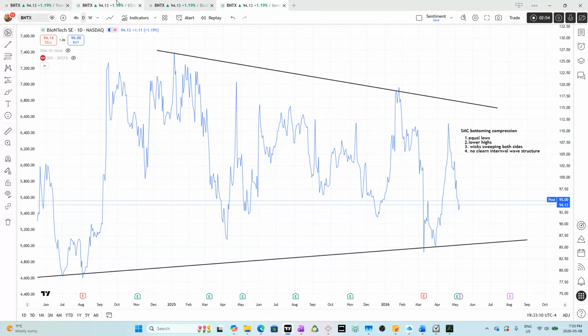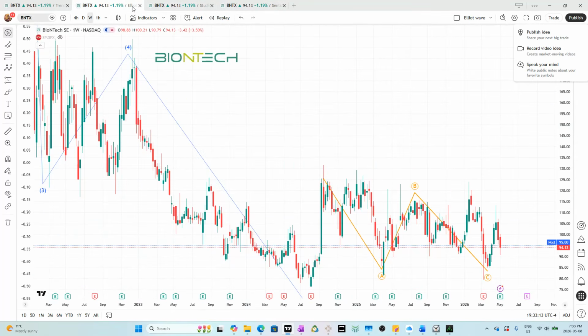Now, if I do want to draw an Elliott wave, I could, like I said, call this a wave A. This is a wave B, and I think wave C is over. And here's why. I'll come to the main point: why I think wave C is over.